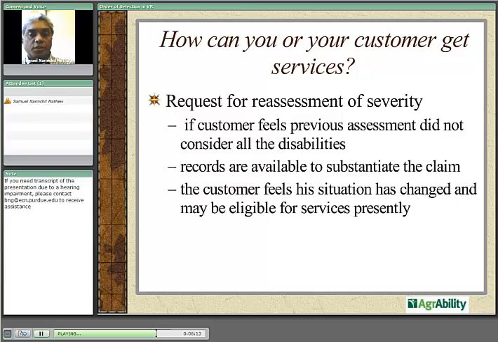If your AgrAbility customer is not receiving services because of the OOS status, there are several steps that can be taken to explore the possibility of receiving services. The first step will be to have a discussion with the customer if he has overlooked any disability while initially applying. If there are disabilities not brought to the notice of VRC, it should be brought up for review. If medical or other records are available, that will help the case. The second step will be to contact VRC and request an appointment.